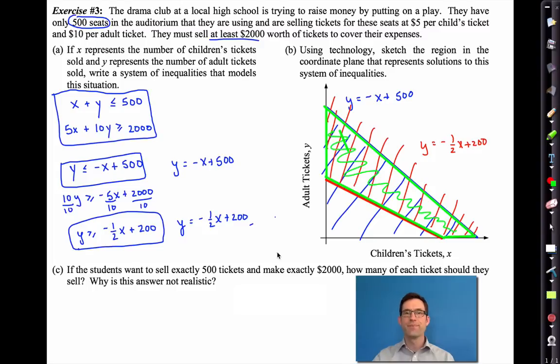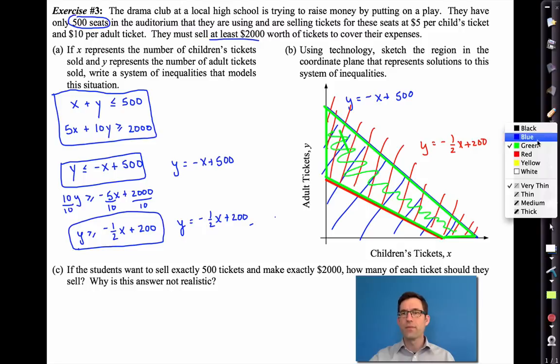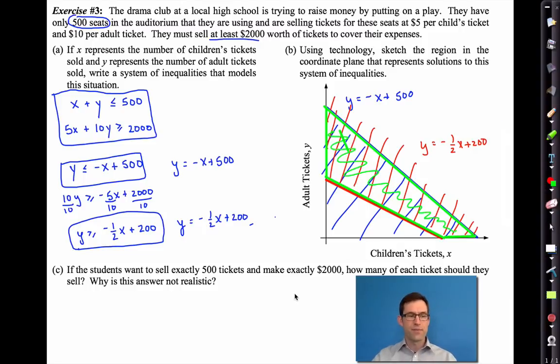Okay? Now, letter C says, if the students want to sell exactly 500 tickets and make exactly $2,000, how many of each ticket should they sell? Why is this answer not realistic? Okay, so at this point, we want to have exactly 500 tickets sold, and we want to make exactly $2,000. So let's solve this system now of equations. And let's do it by the method of elimination. Remember the method of elimination?